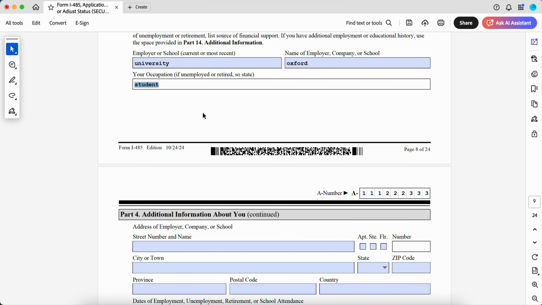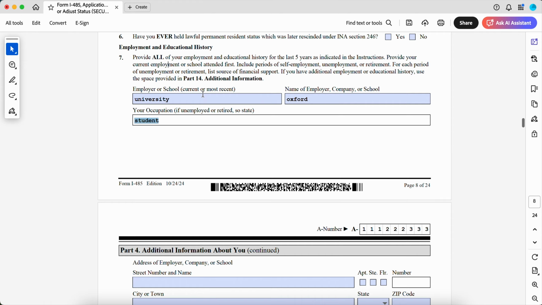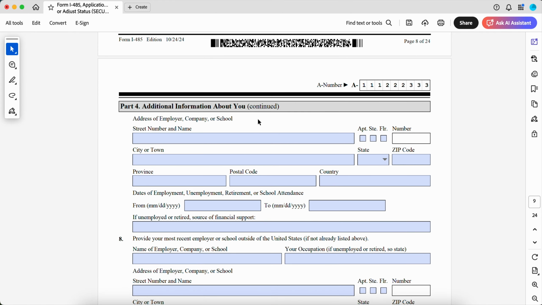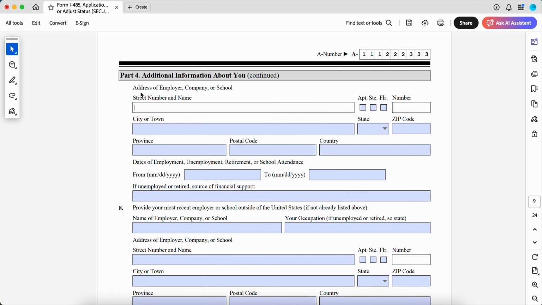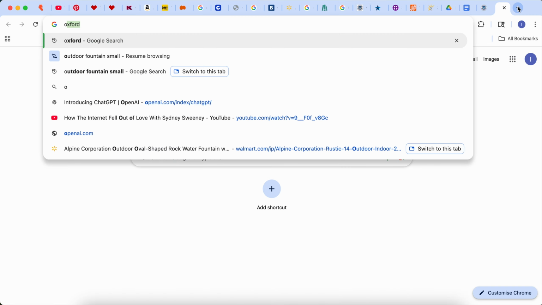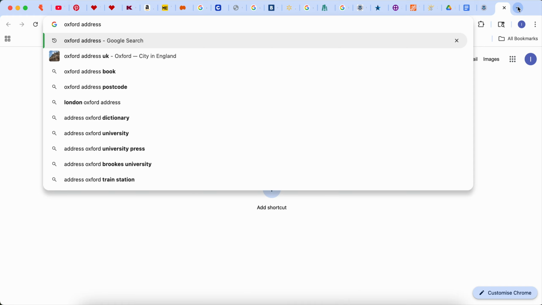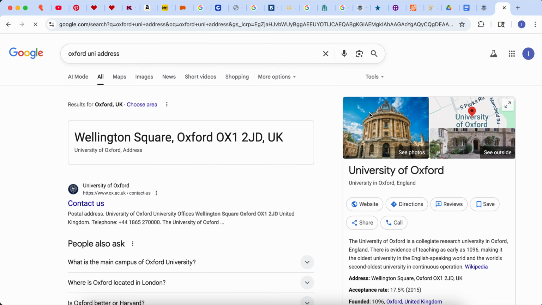Additional information about you. You have to write the address of your employer, company, or school. You probably did it on your previous immigration form that you filled out before your interview in your home country. So here you fill out everything about your school and everything about your education or your work, from what time to what time. If you don't remember exact dates, you can write approximate dates. That's fine too.